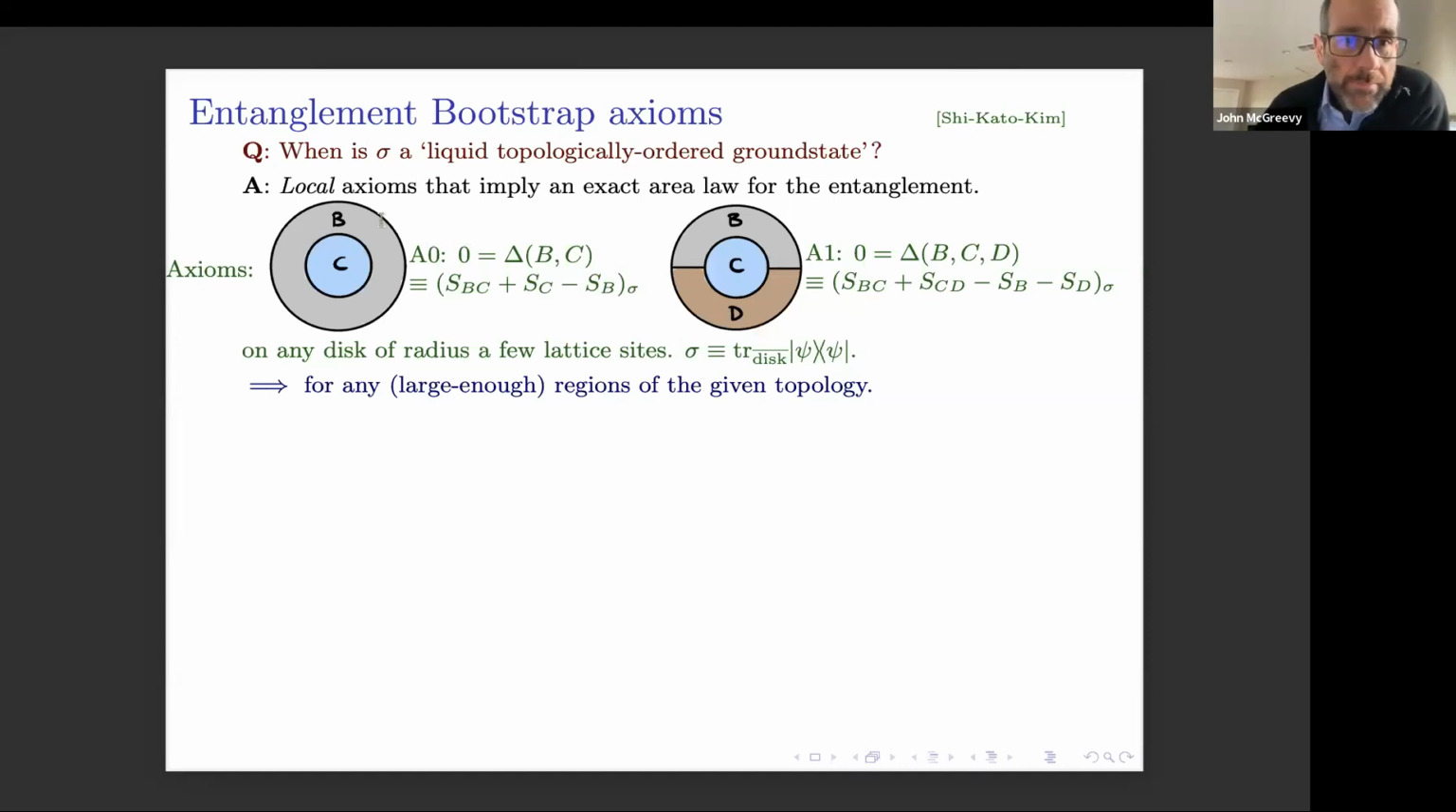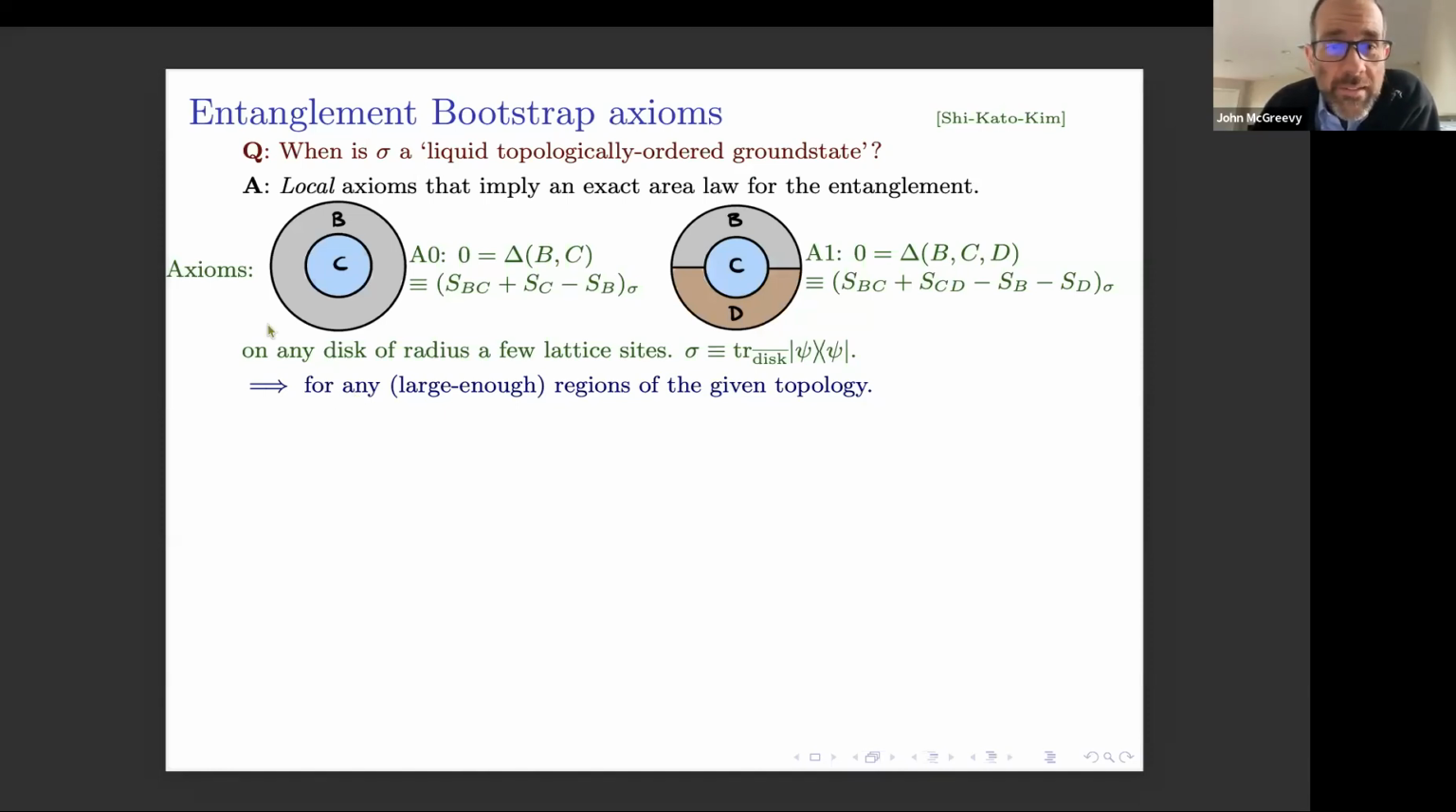Just take a ball and divide it into its interior and its thickened boundary. There are two axioms which are called A0 and A1. The conditions that we'll impose are that this combination of entropies vanishes, and that this combination of entropies vanishes. We want this to be true on any disk whose radius is a few lattice spacings, where sigma is the given density matrix.